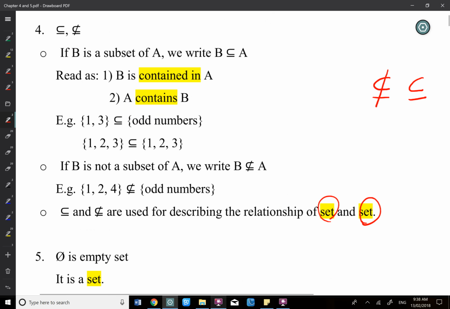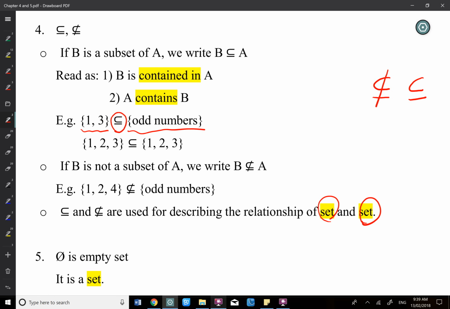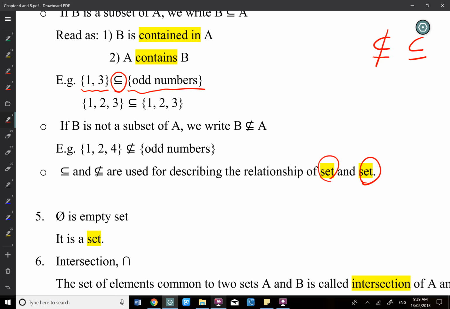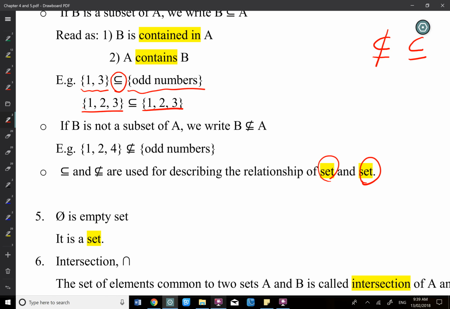So we can say 1 and 3 is contained in odd numbers. First of all, there are two sets. And then 1 and 3, the elements in the first set, are also in the second set, odd numbers 1, 3, 5, and so on. So 1 and 3 is part of the next set, so we use the symbol contained. In some extreme case, this is totally contained in that one, we still can use the symbol.